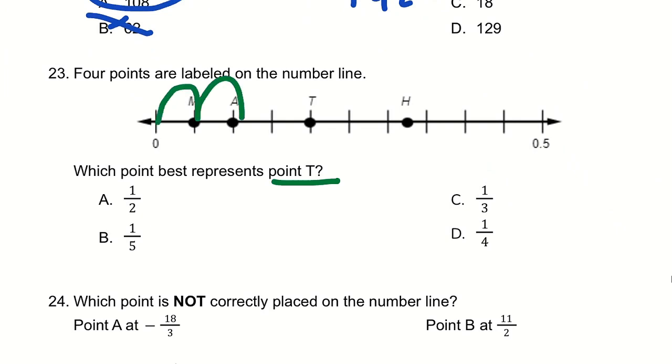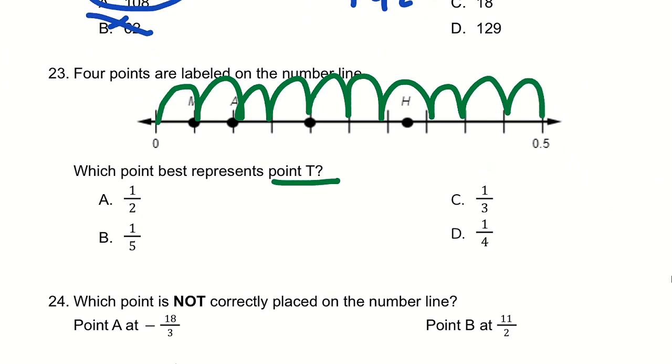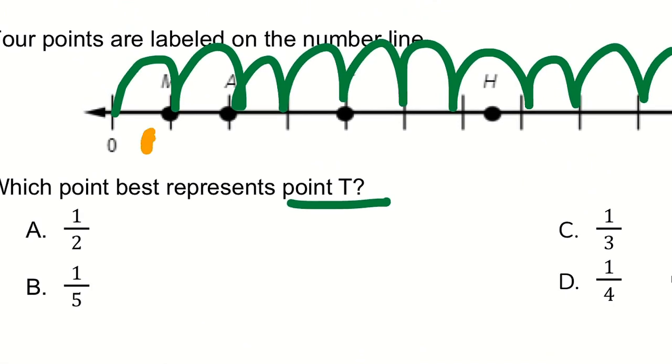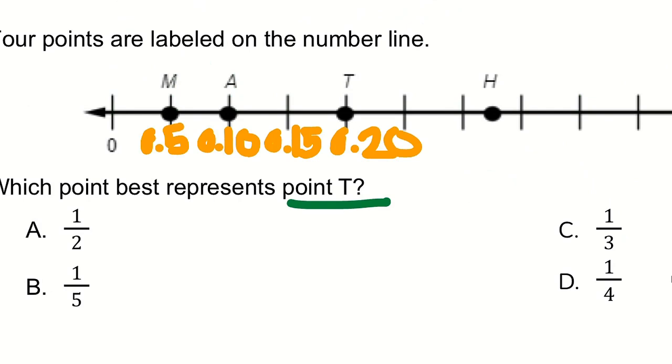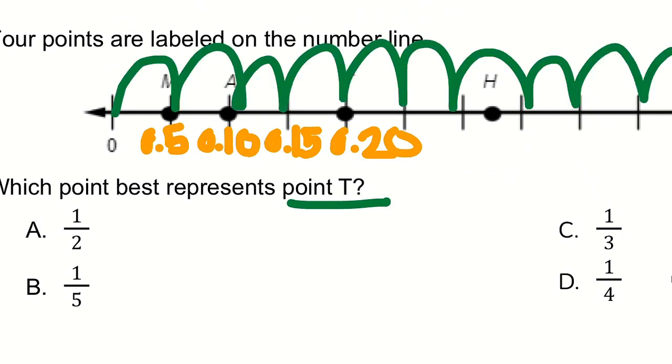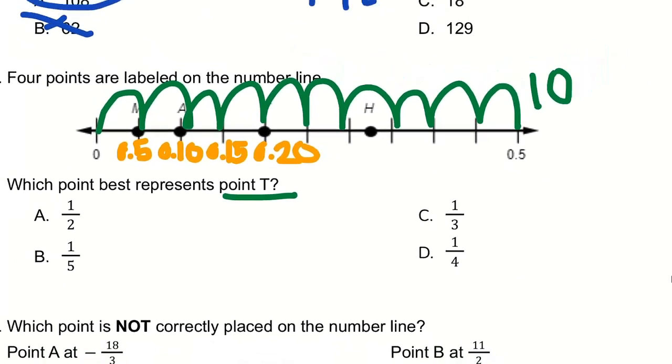We got 1, 2, 3, 4, 5, 6, 7, 8, 9, 10. So 10 in total. I'm going to divide 50 by that, and that is 5. 5 cents. So every one of these is going to be 5 cents. 0.05, 0.10, 0.15, and then 0.20. I know I drew over it a little bit, but that is what we need for T.